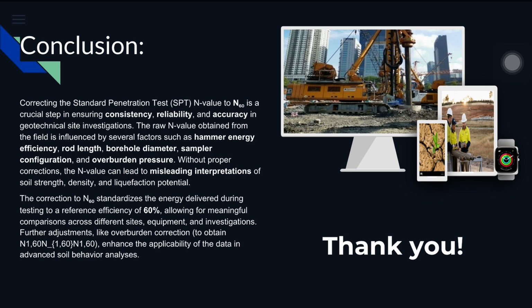And also the correction to N60 standardizes the energy delivered during testing to a reference efficiency of 60%, allowing for meaningful comparisons across different sites, equipment, and investigations. Further adjustments like overburden correction to obtain N1 and (N1)60 enhance the applicability of the data in advanced soil behavior analysis.